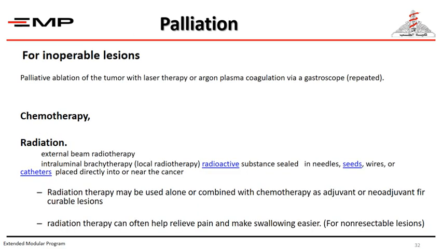Palliation for inoperable lesion. So if I decide that this lesion is inoperable, I have to choose one of the palliative measures like chemotherapy, radiotherapy, which could be an external beam, or sometimes implantation of radioactive substance inside the esophagus, seeds or casters.